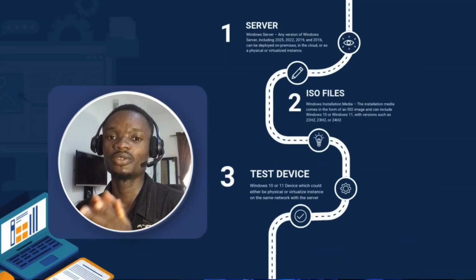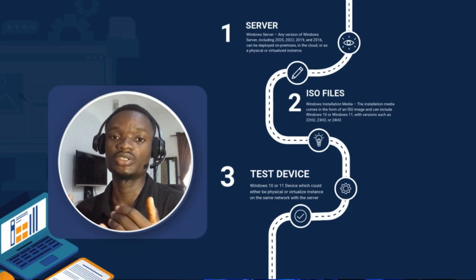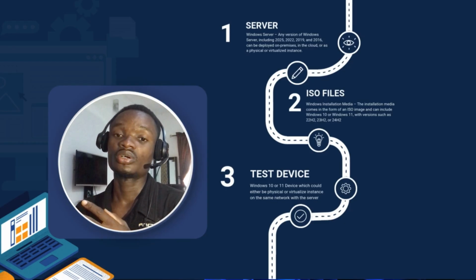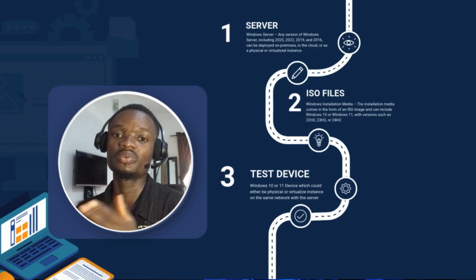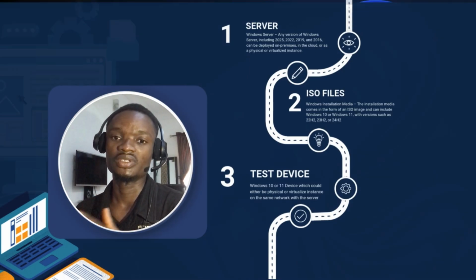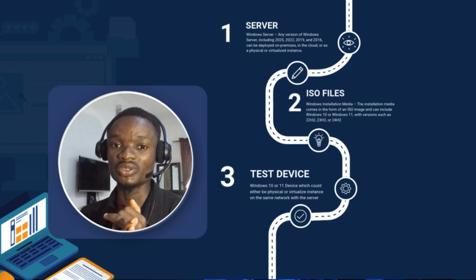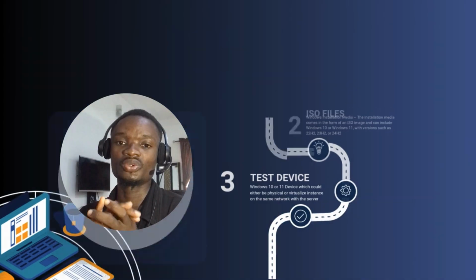Alright, let's talk about what you need to get started. First, you will need a Windows Server, which is where you install WDS as well as MDT. Also, you will need a Windows ISO file, preferably a Windows 10 or Windows 11 image. Also, you need a test machine, which could be a virtual machine or a physical machine, which will capture the image that we are going to deploy on other machines. So if you have the tools ready, just like I'm ready, let's get started with the demo.